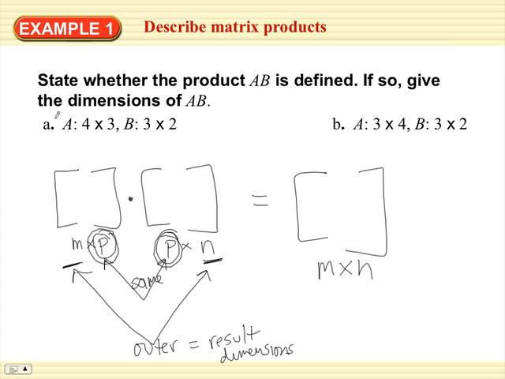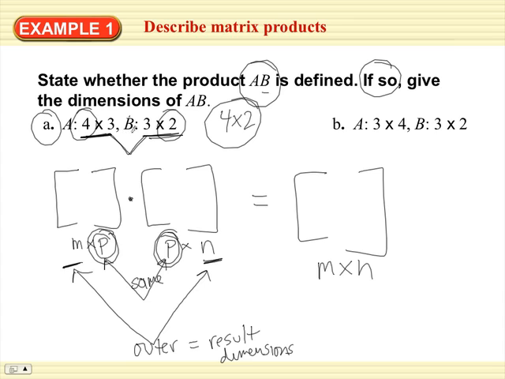Now look at letter A up here. It says state whether the product AB is defined. Can you do AB? Well, look at A. A is a 4 by 3. B is a 3 by 2. Can you do it? Yes, because the inner dimensions are the same. So we move to part 2. If it is, give the dimensions of AB. 4 by 2. The outer. 4 by 2 is the answer to letter A.